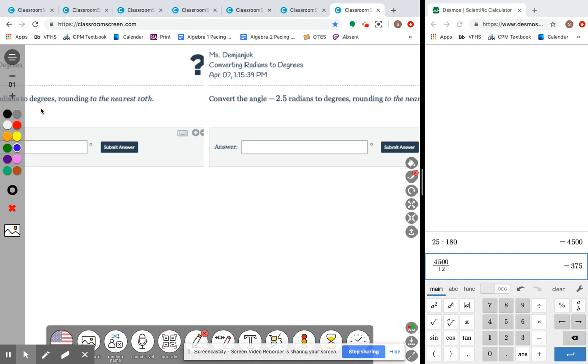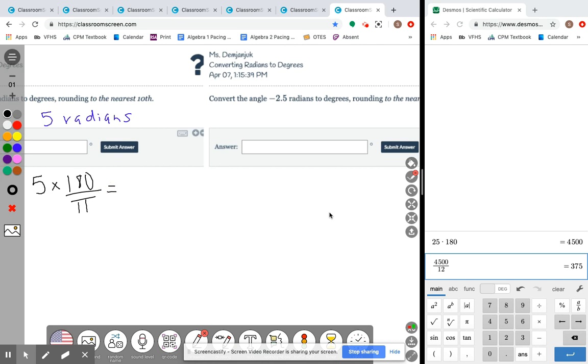The last two examples are going to be examples when you don't have pi in your radians and you're converting it to degrees. So this first example we're going to do is we're going to take 5 radians and we're going to convert it to degrees. So I have 5 radians. If I want to convert it to degrees, I know that I need to multiply it by 180 over pi. But this time my pi's don't cancel out. There's not a pi on the top.